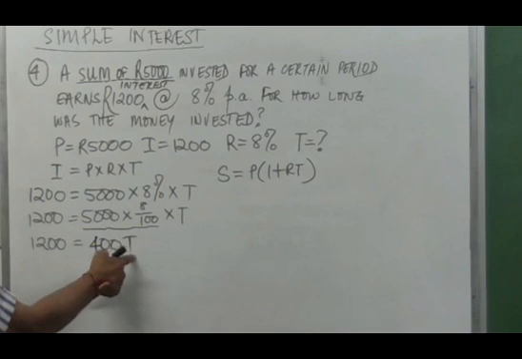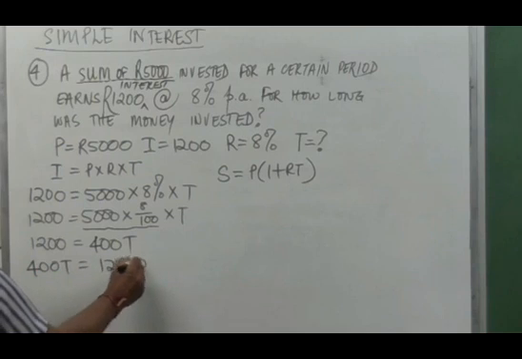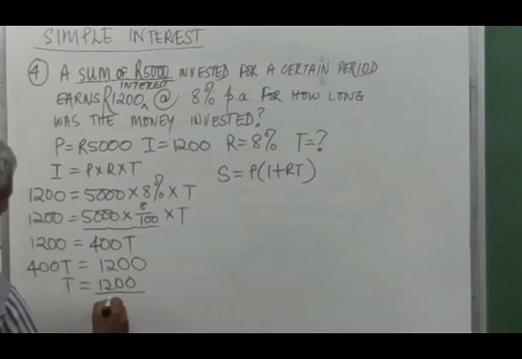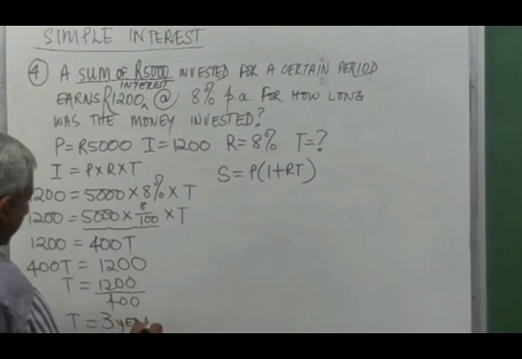Once again, laws of equation allow you to write 400 T on this side is equal to 1,200 on that side. You are solving for T, so T is equal to 1,200 divided by 400, and you get the answer 3. So the time is 3 years.